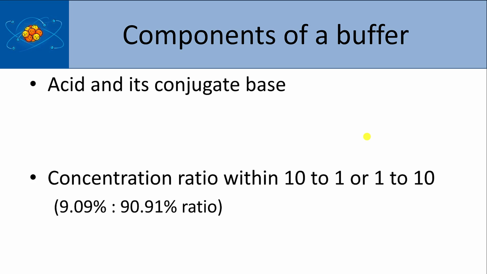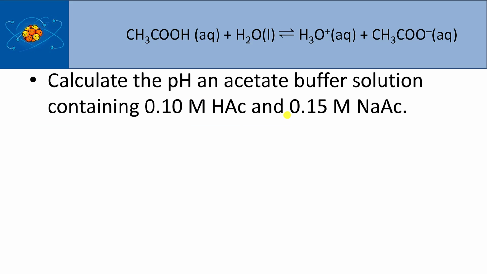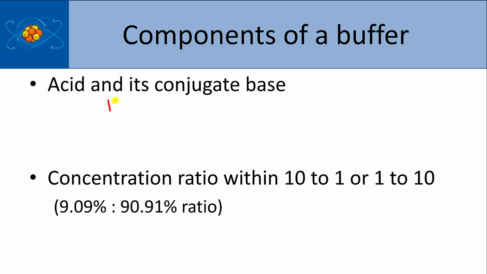So not all buffers are made by titrations. In fact, the vast majority of buffers are made just by having the acid and its conjugate base. And so the primary components for a buffer are really acid and conjugate base. So for example, if you're trying to make a buffer with HF, that would be my acid, and then the conjugate base would probably be something like sodium fluoride.